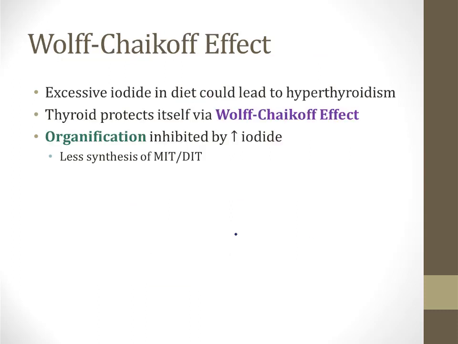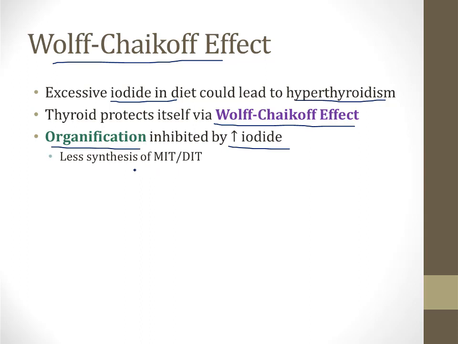You might think that because thyroid hormone requires iodine, if you consumed lots of iodine in your diet, you would have excessive thyroid hormone levels, but this is not the case. And the reason this doesn't occur is because of something called the Wolff-Chaikoff effect, named for the scientist who discovered it. Excessive iodine in the diet could lead to hyperthyroidism, so our body has developed a protective mechanism, and that's called the Wolff-Chaikoff effect. The Wolff-Chaikoff effect results in inhibition of organification when the level of iodide gets too high. This leads to less synthesis of MIT and DIT, and this probably developed evolutionarily to protect us from excess thyroid hormone in settings where we consumed too much iodide in our diet.